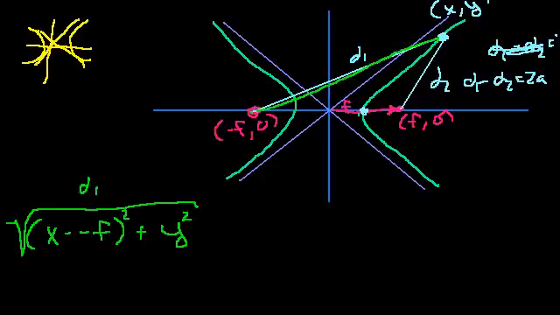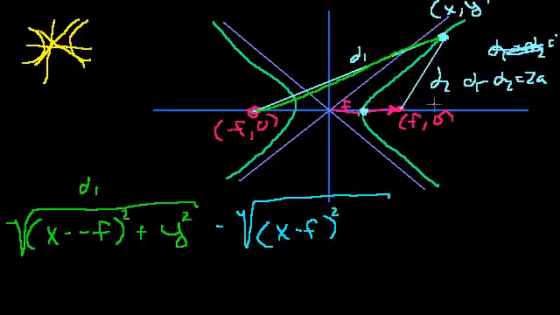And we want to subtract from that d2, the difference of the distances, and in this case, d1 is definitely bigger than d2. You could take the absolute value if you didn't want to worry about that. And so here we get the square root of x plus f squared plus y squared. And what does that equal? Well, we said that equals this distance right here, so that is equal to 2a.